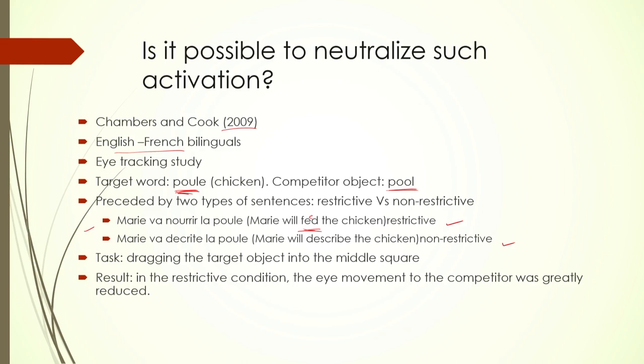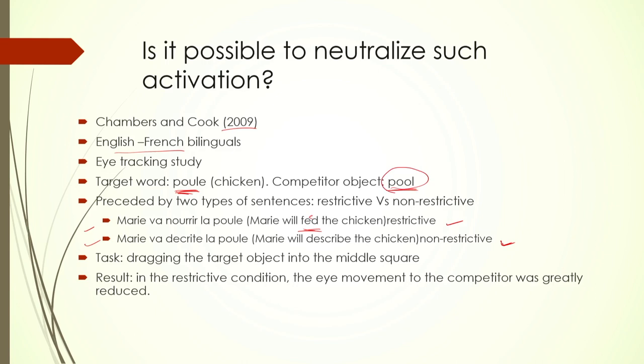On the other hand, if you have a non-restrictive sentence like Mary will describe the chicken, you can describe anything in the world, even outside the earth as well. So description doesn't need a particular set of dependent objects. So they showed that if you change the nature of the sentences, thereby manipulating the kind of interpretation it will have, in turn it will affect whether the English competitor will get visual attention or not, or how much, if at all, it gets.